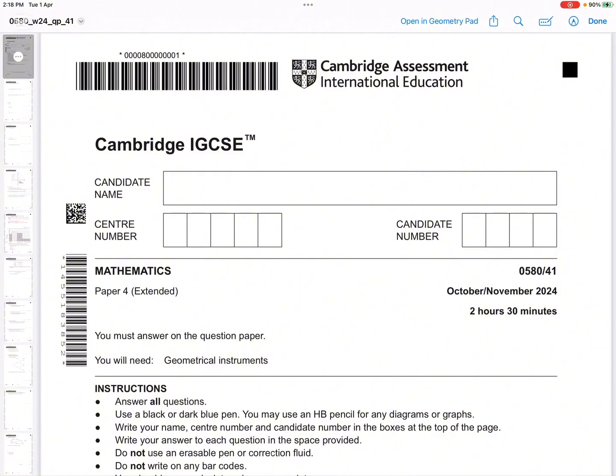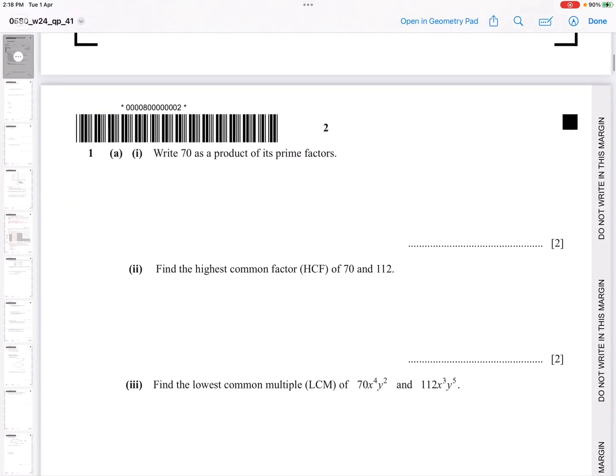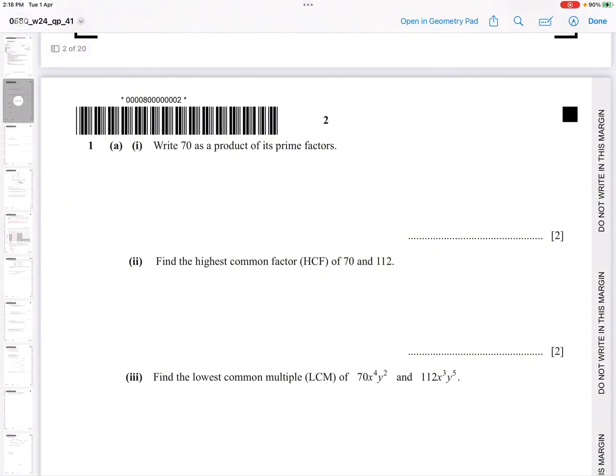This is IGCSE extended. So in our first question, part A, part 1, write 70 as a product of its prime factors. So you simply take its LCM.